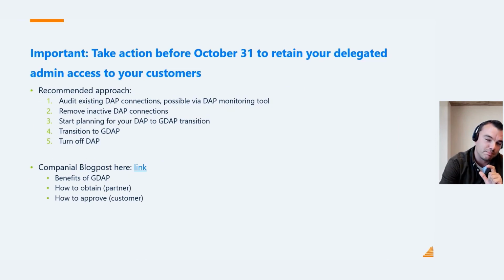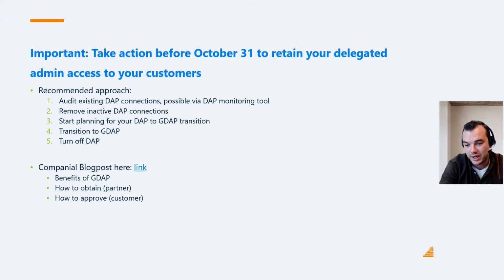The recommended approach would be, in our eyes, to first, of course, do an audit on your customer portfolio and see where there are the old delegated admin privileges connections. Microsoft has also a tool available to check that easily. Remove those connections and then start planning your transition to GDAP. And then, of course, actually perform the change and then turn off the old connections. We have some helpful guides for this as well available in the link.